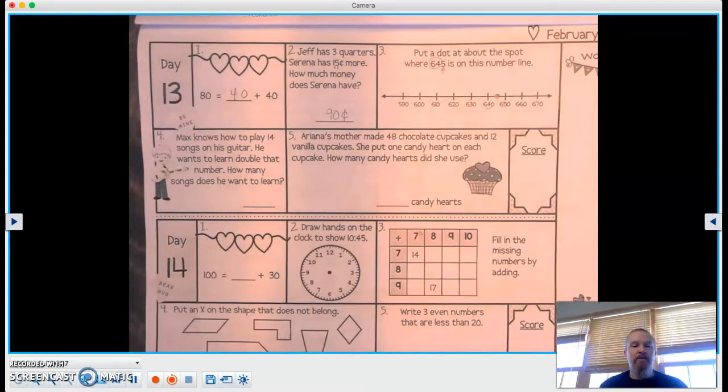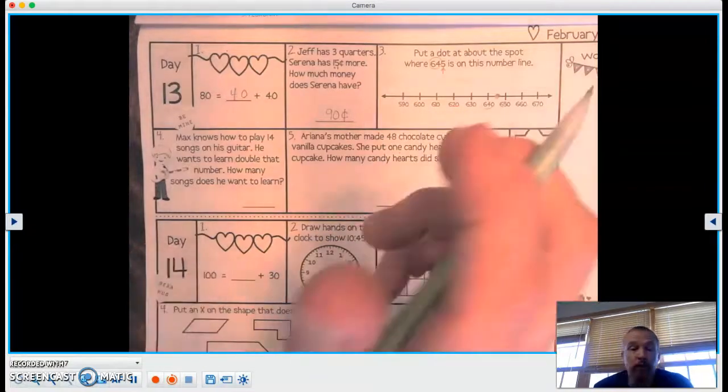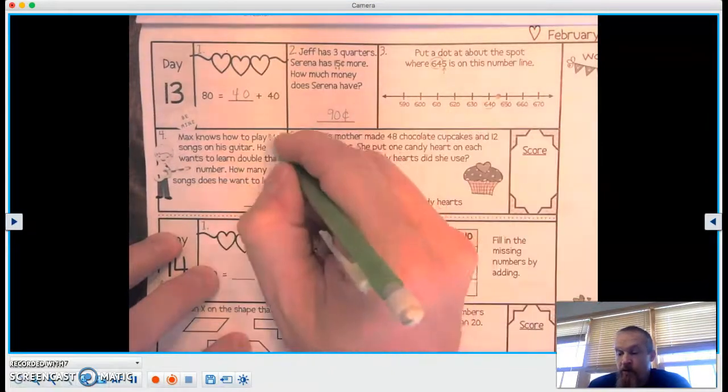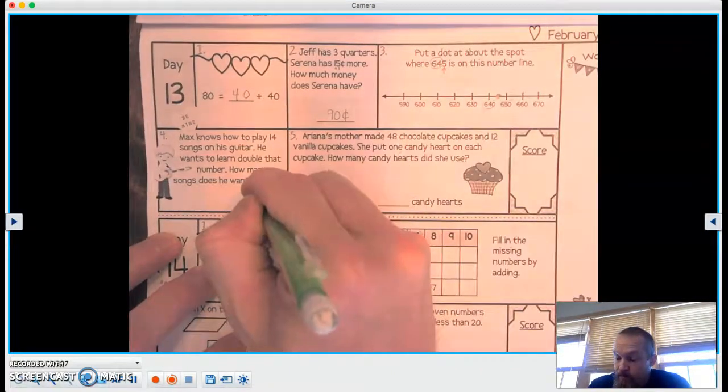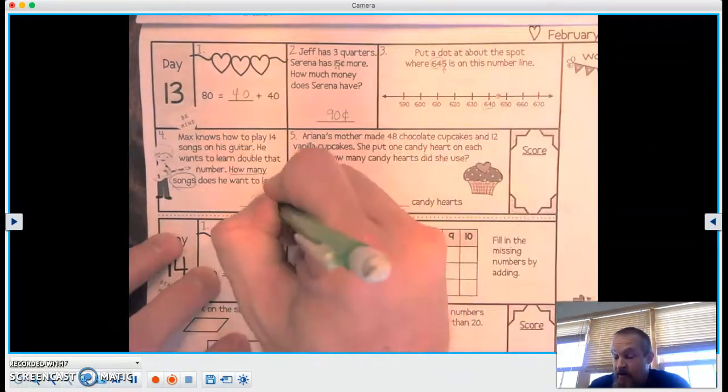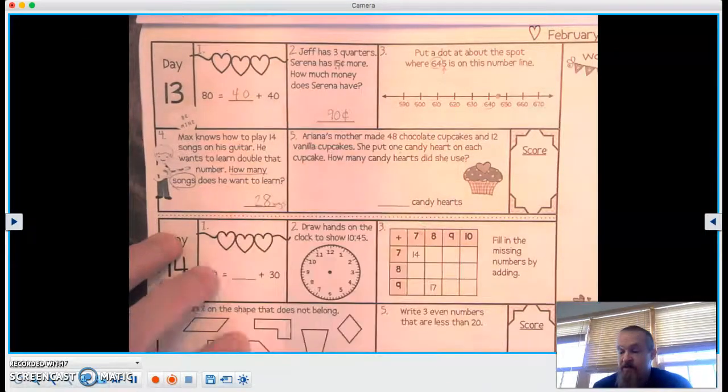Number 4, Max knows how to play 14 songs on his guitar. He wants to learn double that number. How many songs does he want to learn? Now, he knows 14, okay, but he wants to learn double that. So what's double 14? Well, 14 plus 14. 4 plus 4 is 8. And 1 plus 1 is 2. How many? Next word is song, so that's going to be our label. 28 songs. Very good.